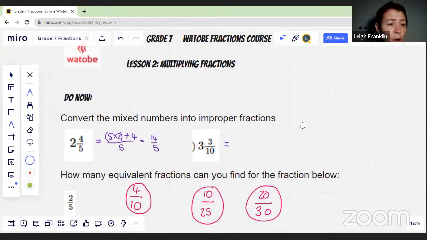So again, the same process, and this is going to be super important for you when you go to high school next year. You've got to be able to make mixed numbers into improper fractions in order to be able to work with them. Okay, so 10 times 3 is 30. 30 plus 3 is 33. That goes at the top, and our 10 goes at the bottom.